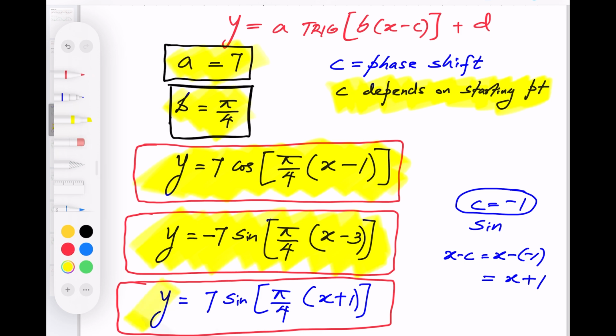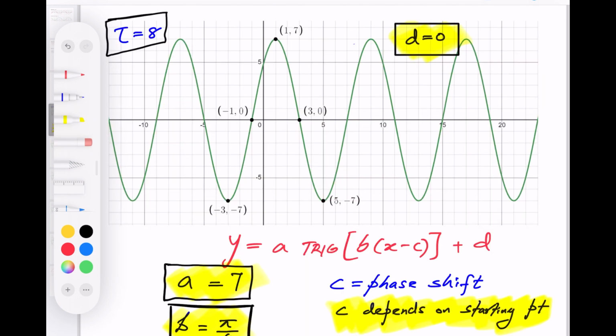Once again, you can sketch the graph of this function also easily using Desmos and see if it looks like the graph provided. Likewise, let's say I selected the point right here, 5, negative 7. What's the value of c for that point? c should be equal to 5.